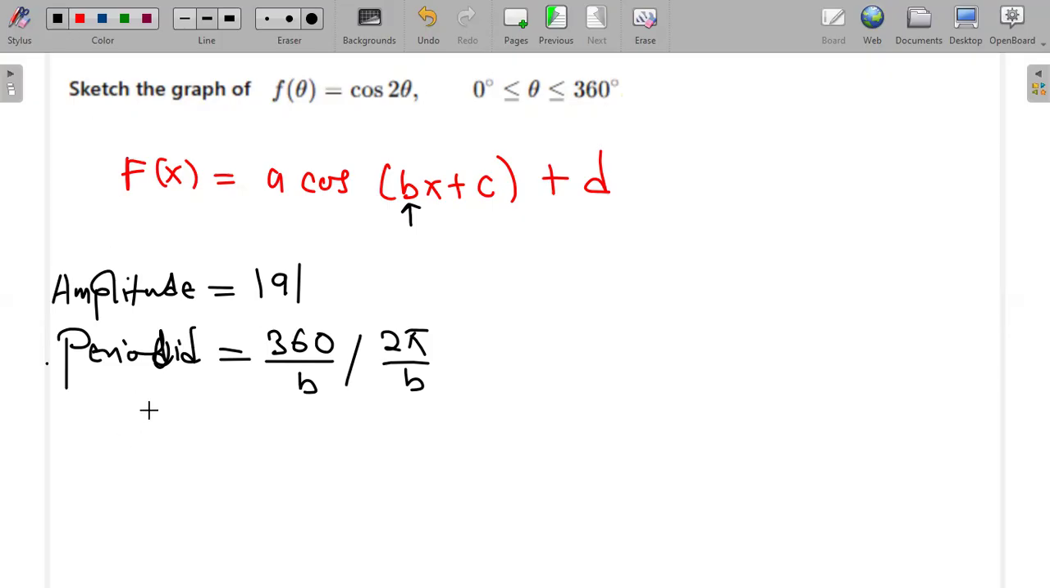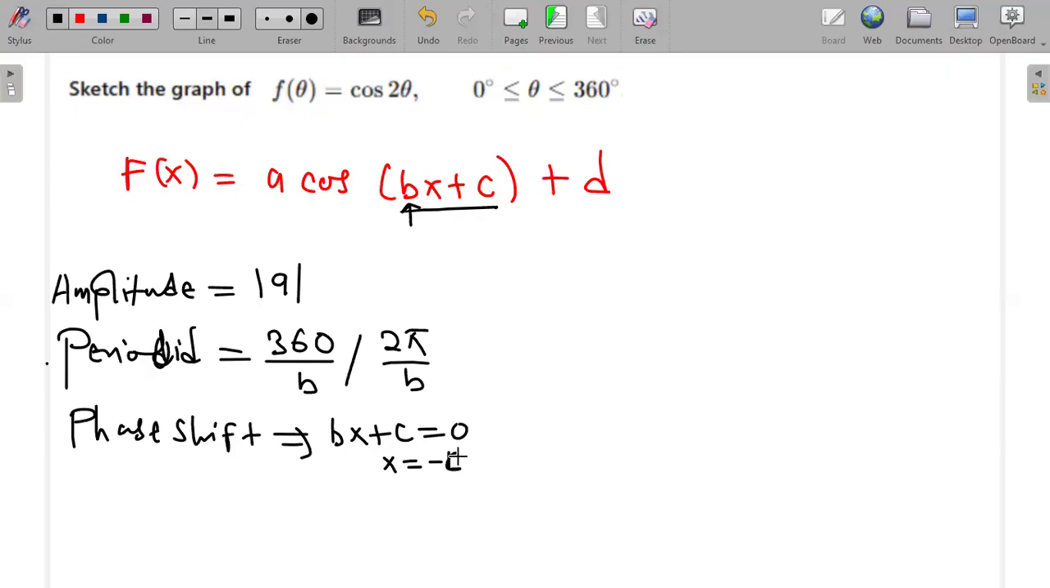And then the other thing that you need to find when you are graphing trig graphs is the phase shift. The phase shift shows you if the graph has moved to the right or to the left. How do you find that shift? You equate whatever is in the brackets to 0, then solve for x. So bx plus c is equal to 0, and then x is equal to minus c over b. Meaning it has moved c over b units to the left, because this is negative here.